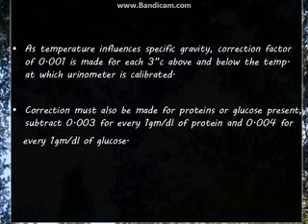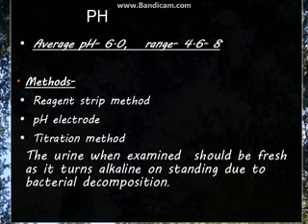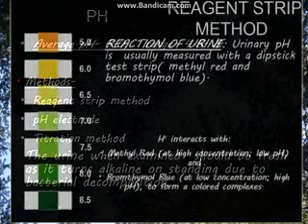Okay. Now, going to the pH. What is the pH? Normally it ranges from 4.6 to 8, and it can be measured by strip method, by pH electrode method, by titration method. And the pH should always be examined on the fresh specimen, because urine always turns alkaline on standing. So the pH can also be varied.